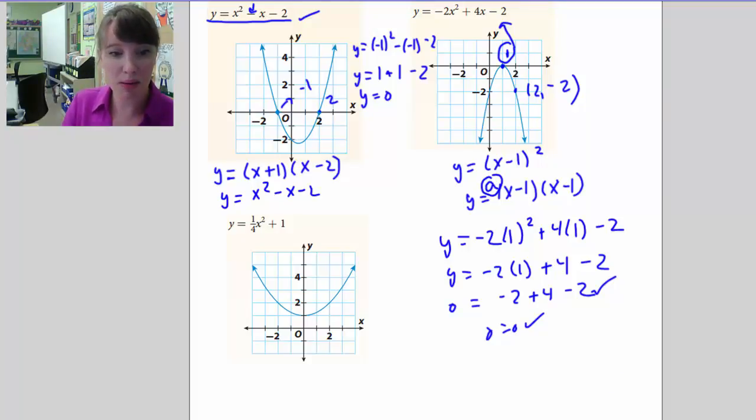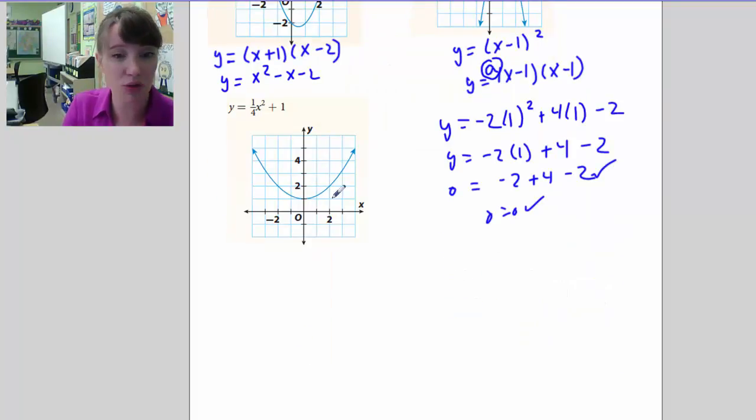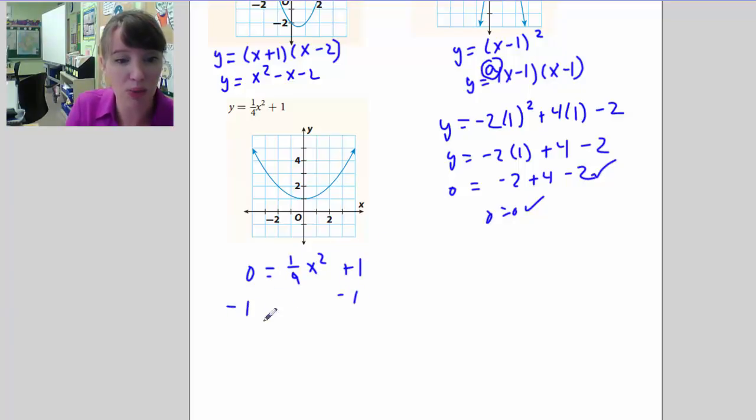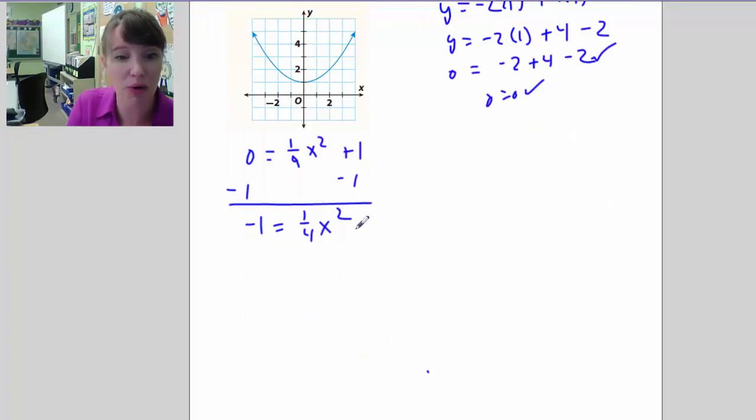Okay, now this right here has no real roots, meaning it doesn't cross the x-axis on the real number system. So here we can't actually pull out a root from the graph to check it. But what we can see is that if I set the left side equal to 0 and try to solve it this way, I'd subtract 1 from both sides. -1 is equal to 1/4 x squared, and if I multiplied each side by 4 in order to solve this equation for x when y is set equal to 0, I'd get -4 is equal to x squared.